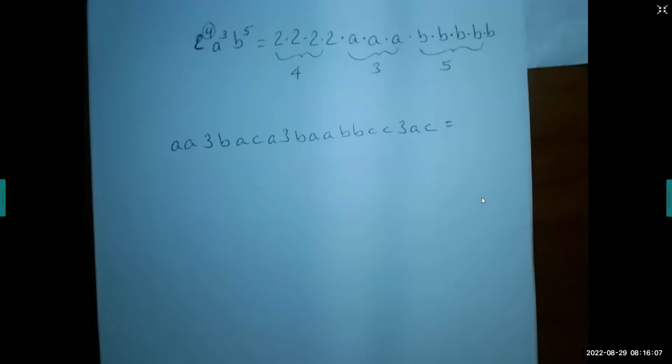When we read them out to you, I write them down. We could be confused. So it's A 3 B A C A 3 B A B B C C 3 A C.